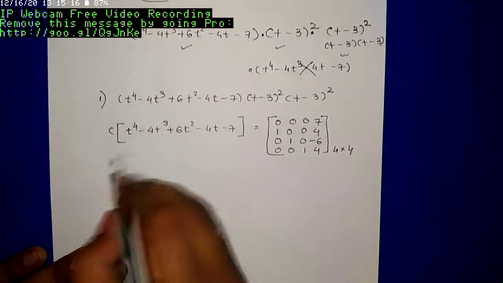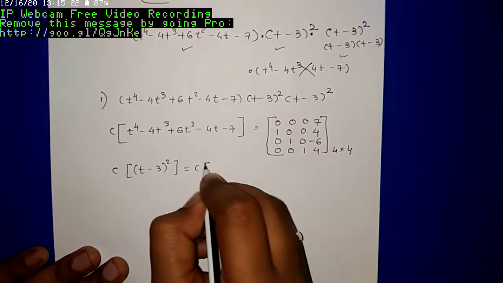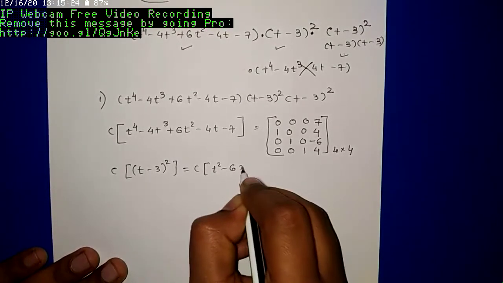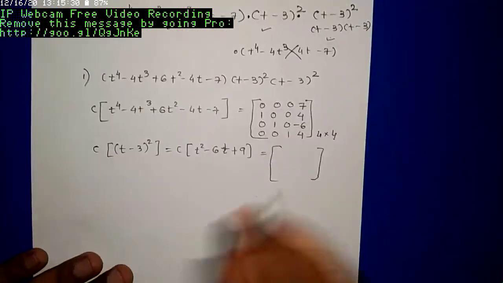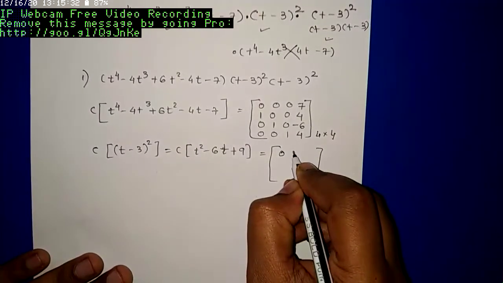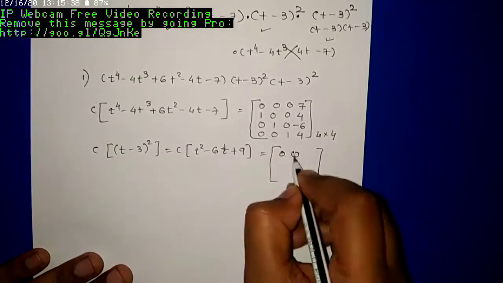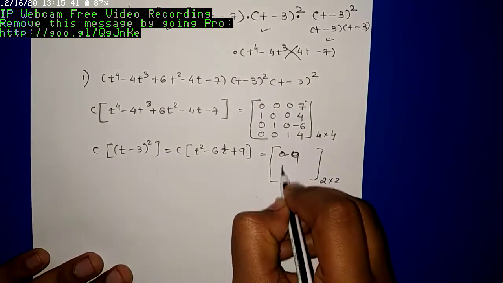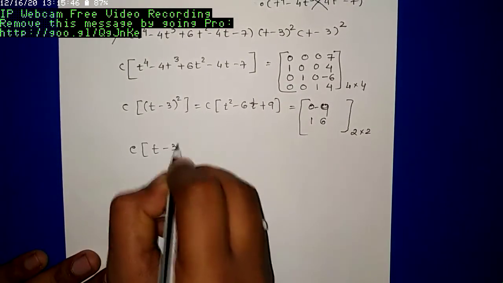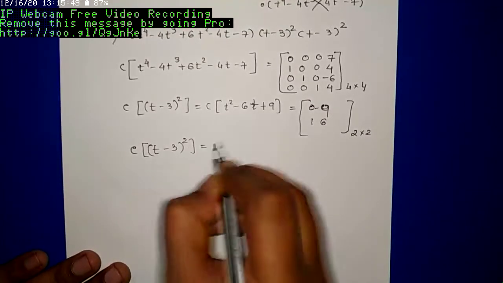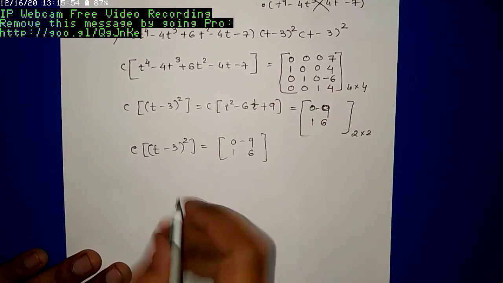And the companion matrix for (t minus 3) square is c(t) equals t square minus 6t plus 9. That's why the companion matrix is 0, 0, size is 2 cross 2, so 0 and minus 9 and 1 plus 6. And the companion matrix for (t minus 3) whole square is also the same, 0 minus 9 1 6. If we combine these 3, we get the RCF.